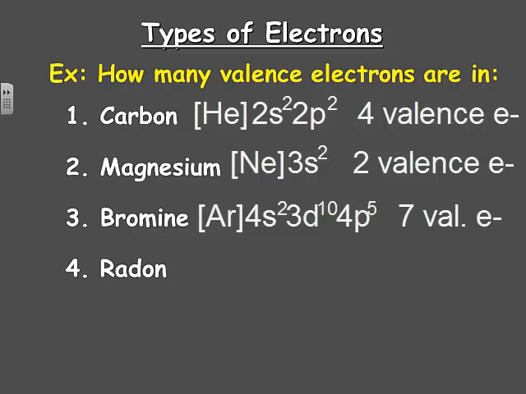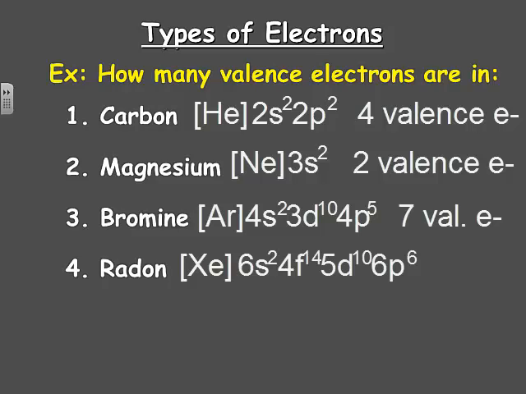Radon has 86 electrons overall, and it's at the 6th energy level. And notice it's down there at the end, so it ends with 6s2, 4f14, 5d10, 6p6. So at the 6th energy level, the highest energy level involved, we have the 6s2 and the 6p6 for a total of 8 valence electrons.